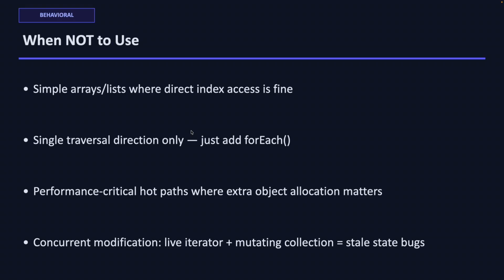If there's a single traversal direction only, we don't have to have this entire pattern. We could just use a for each. And also, thinking about performance-critical hot paths, this extra object allocation matters. Watch out for concurrent modifications. A live iterator plus a mutating collection will create stale bugs. So if you're navigating a collection that changes while you're iterating, you need to be deliberate about when the iterator state will refresh.